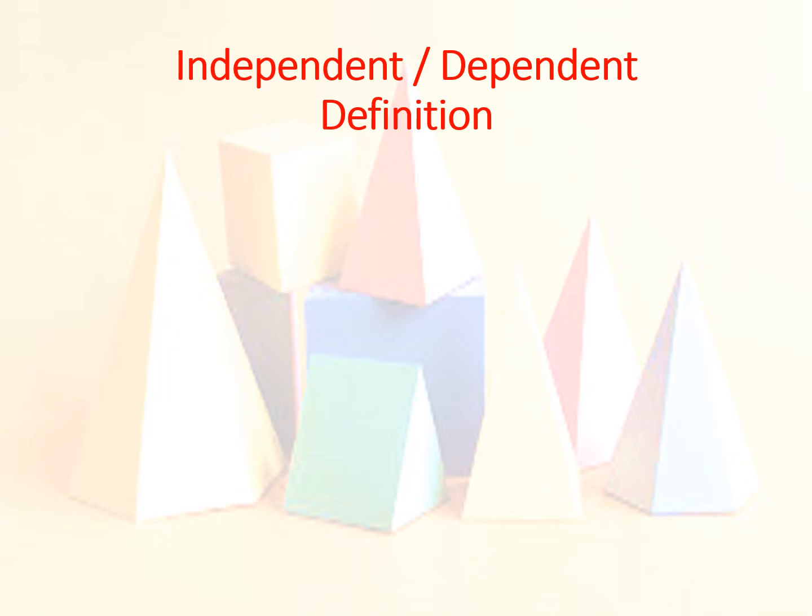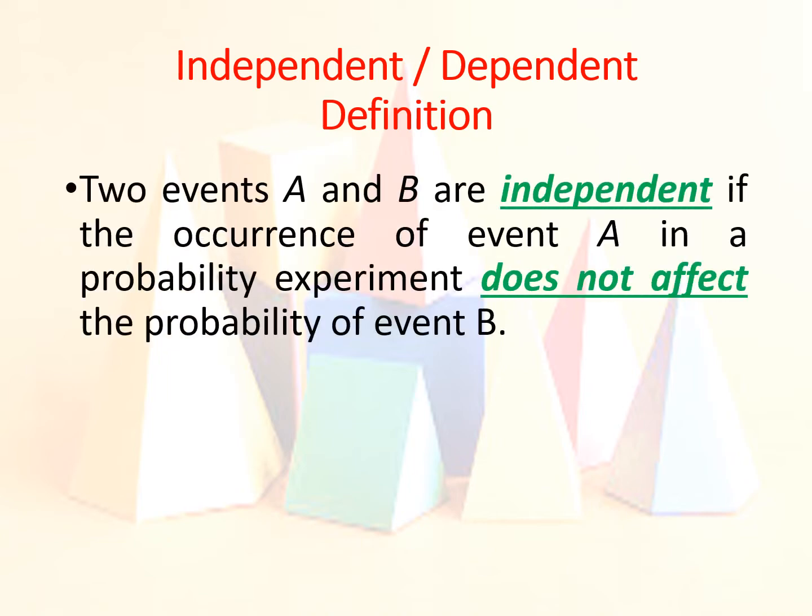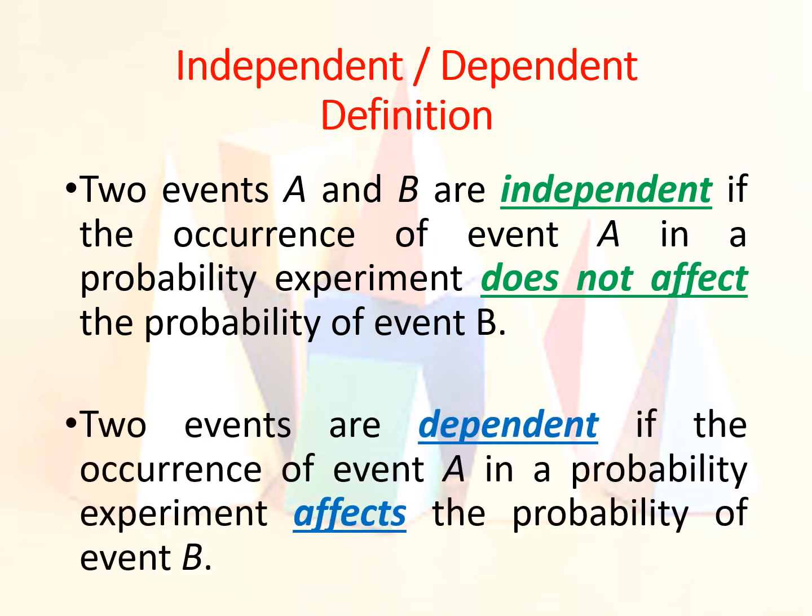So let us define independent and dependent events. Two events A and B are independent if the occurrence of event A in a probability experiment does not affect the probability of event B. Two events are dependent if the occurrence of event A in a probability experiment affects the probability of event B. So your key phrase for independent is does not affect, and for dependent events the keyword is affects.